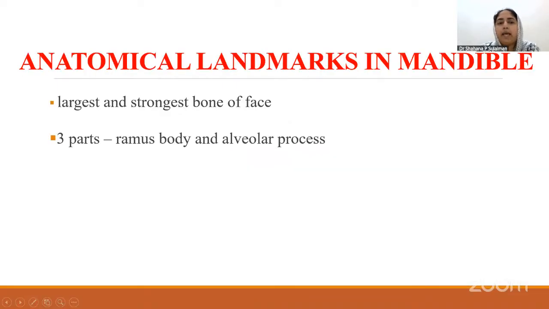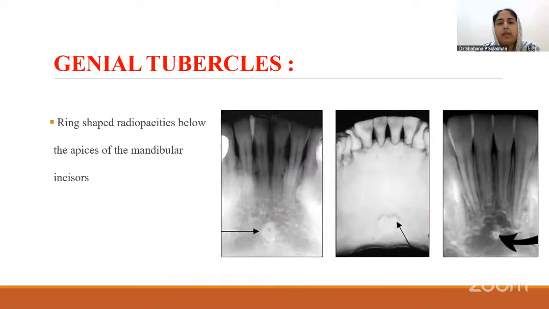Now coming to the anatomical landmarks in the mandible. The mandible is the largest and strongest bone of the face, and it has three parts, mainly the ramus, body, and the alveolar process. The first anatomical landmark discussed in the mandible is the genial tubercle. The genial tubercle is a bony projection mainly seen on the internal aspect of the anterior mandible. These projections give attachment to the genioglossus muscle and the geniohyoid muscle.